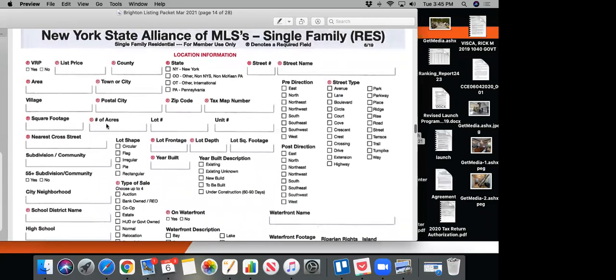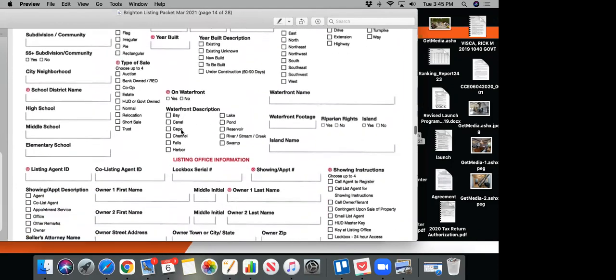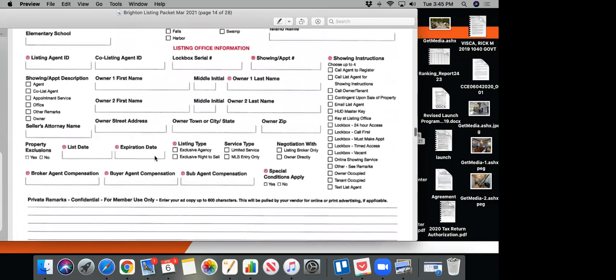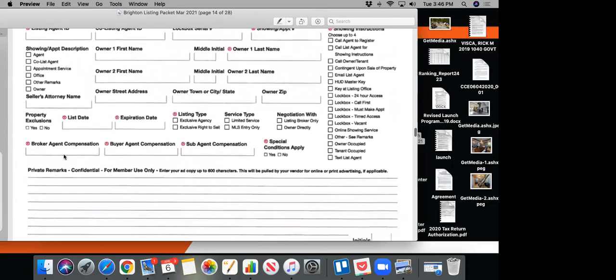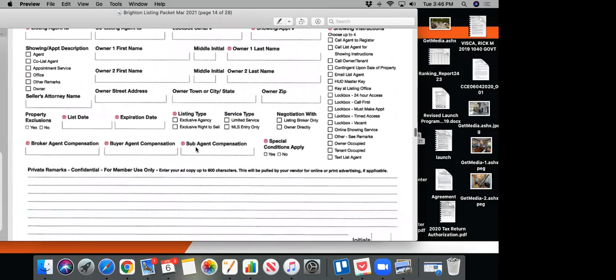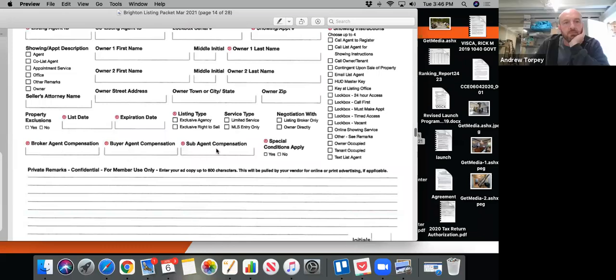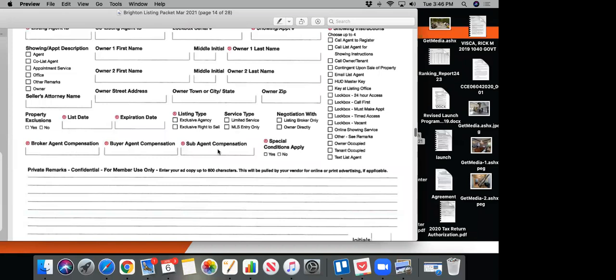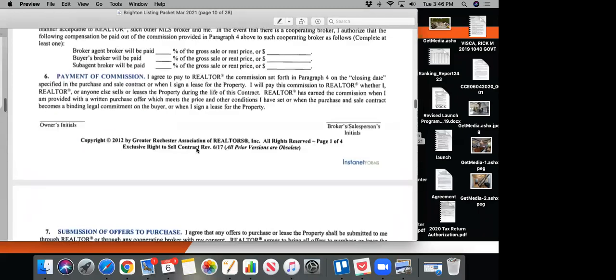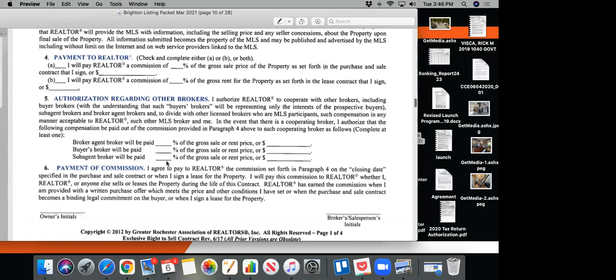So obviously square footage, number of acres, all this needs to be filled out. List date, expiration date. It's an exclusive right to sell contract. Let's talk about broker agent compensation, buyer agent compensation, and sub agent compensation. What is the buyer's agent compensation? 3%. What's the broker agent compensation? 0%. What's the sub agent compensation? 0%. Perfect. 0, 3, 0. That reflects 0, 3, 0.